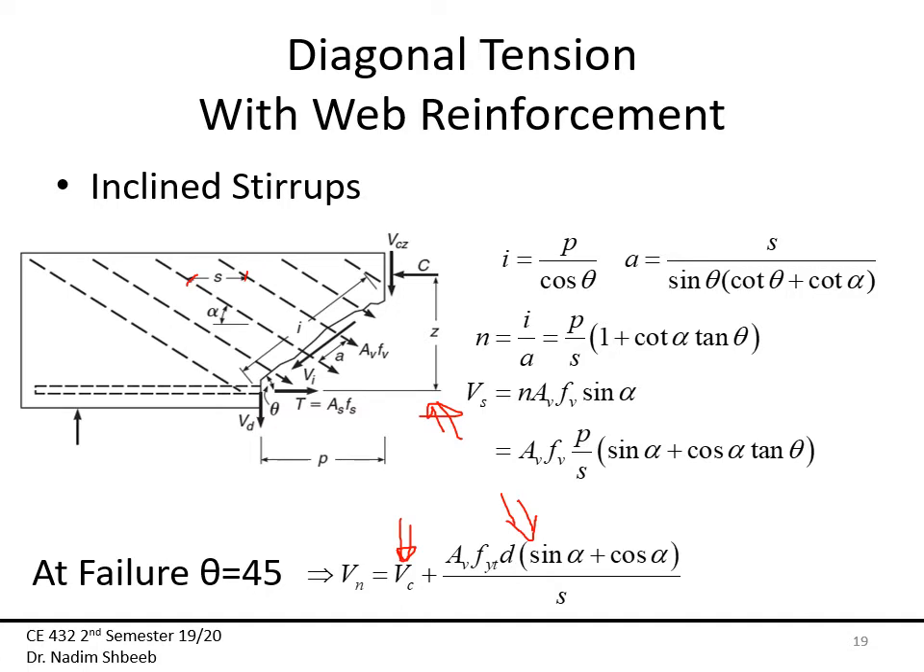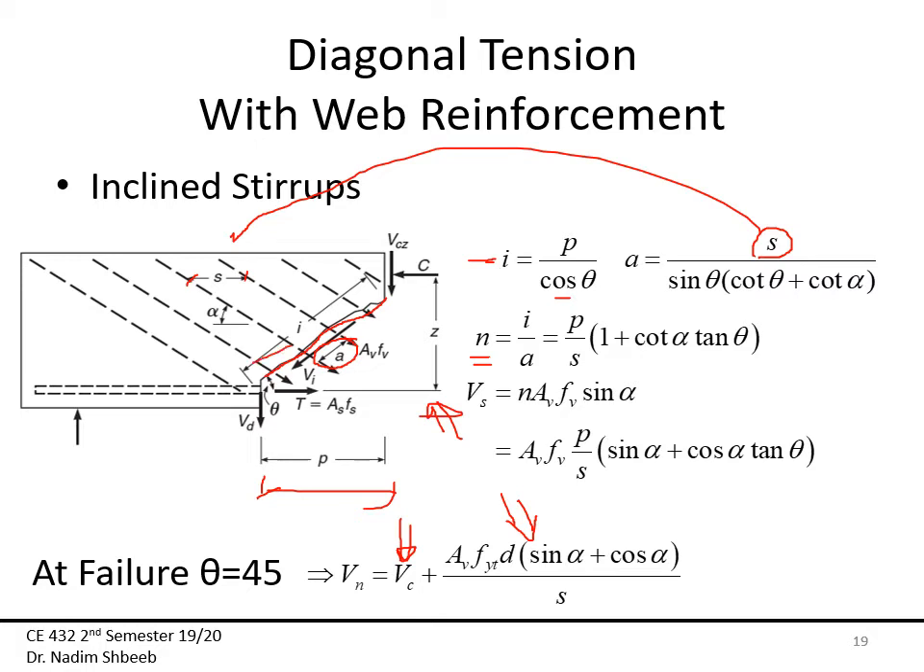l is now the length of the crack, which is this one right here, with p being the projection of that length. Knowing that the crack makes an angle theta, l is equal to p over cosine theta, from which I can find a, the distance between those inclined stirrups, to be equal to s, my spacing right there, divided by sine theta, times cotangent theta plus cotangent alpha. From that, I can find what n is, which is simply l over a.